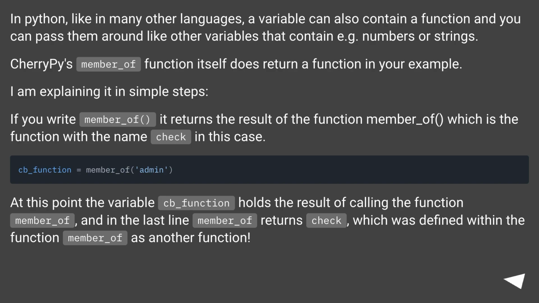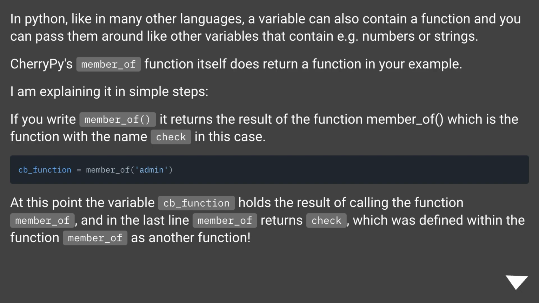In Python, like in many other languages, a variable can also contain a function, and you can pass them around like other variables that contain, for example, numbers or strings. CherryPy's member_of function itself does return a function in your example. I am explaining it in simple steps.